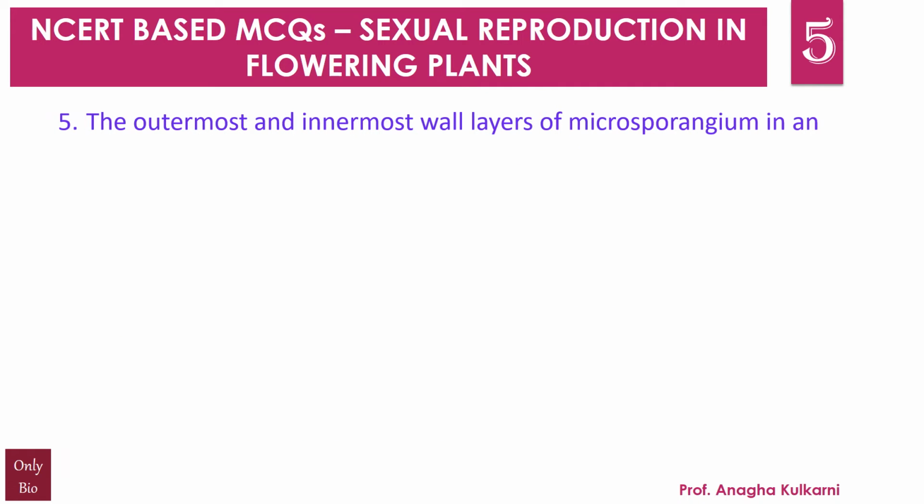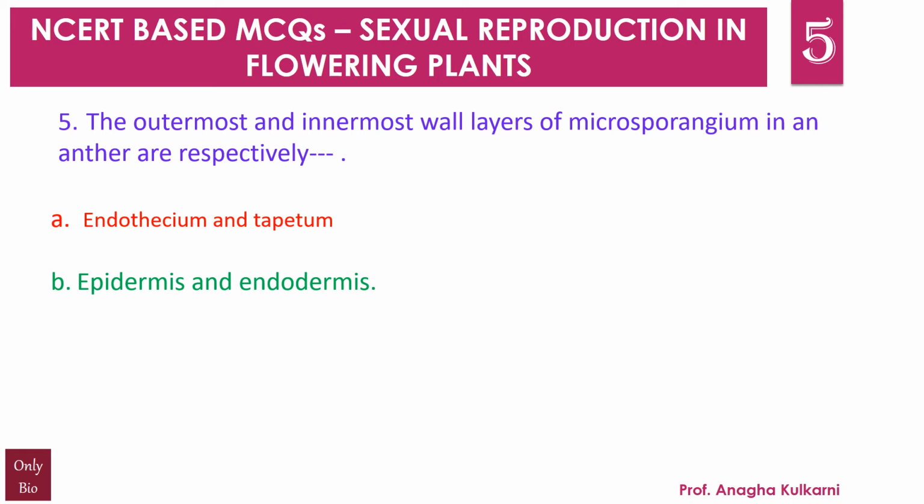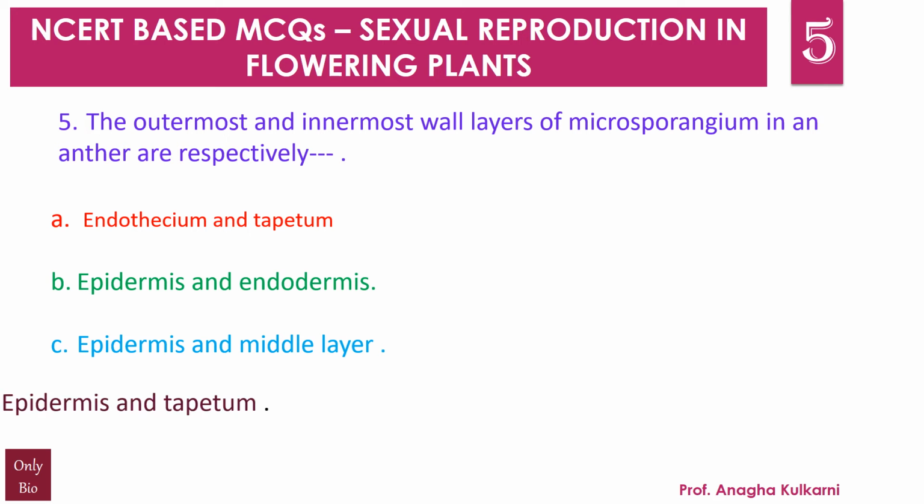Question number 5. The outermost and innermost wall layers of microsporangium in an anther are respectively dash. A. Endothecium and tapetum. B. Epidermis and endodermis. C. Epidermis and middle layer. D. Epidermis and tapetum. And the correct answer for this question is D. So the outermost is epidermis and innermost is tapetum. These are the layers of microsporangium in an anther.